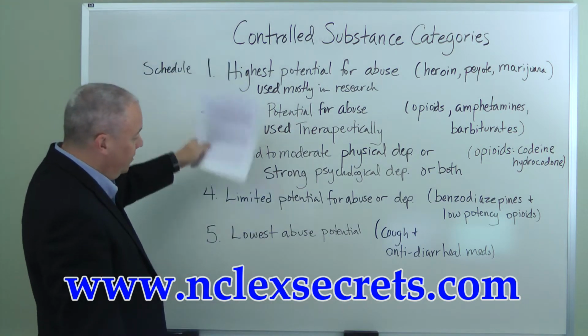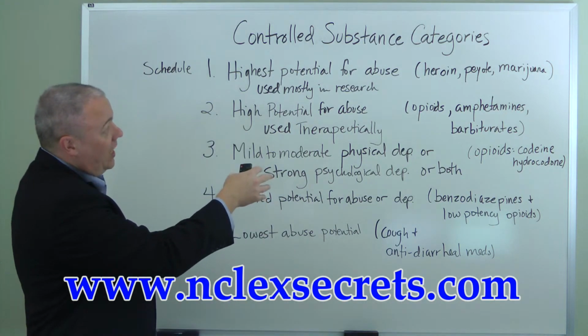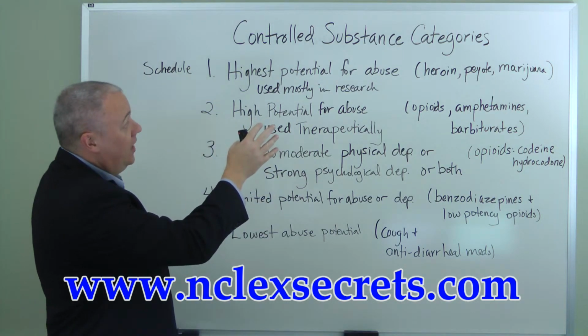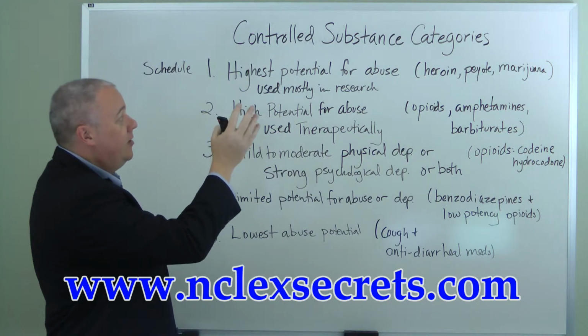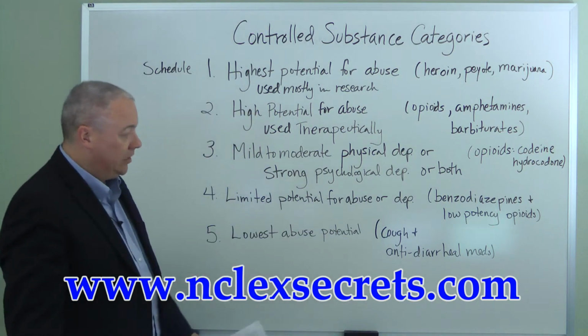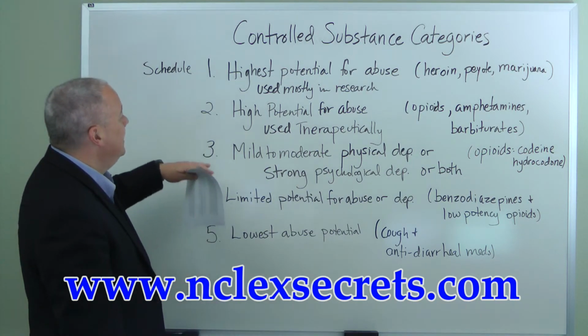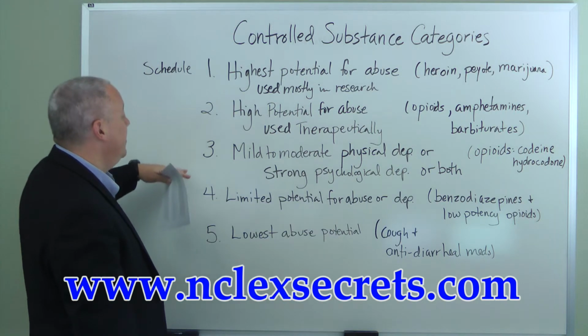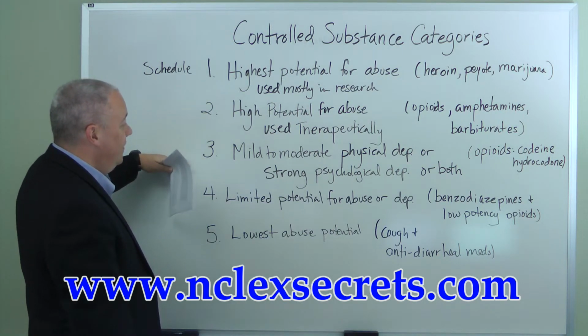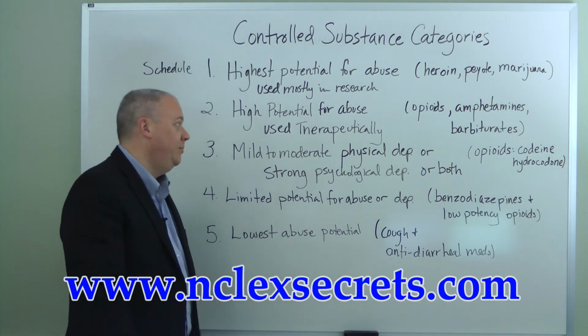So this is basically the breakdown of the various controlled substance categories, Schedule 1 through 5, from the highest potential for abuse to the lowest abuse potential. The types of substances that fall into those categories, starting with heroin, peyote, and marijuana, is the highest potential for abuse, all the way down to the lowest abuse potential of cough and antidiarrheal medications. And then everything in between in terms of high potential, limited potential, or those that have a mild to strong chance of causing physical or psychological dependence.